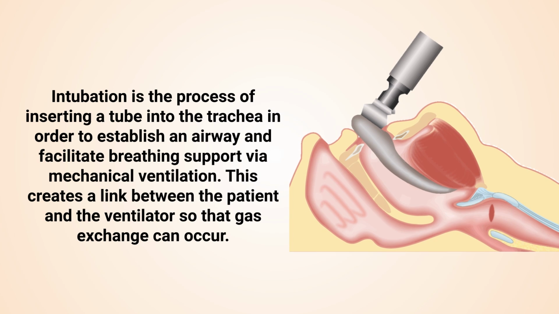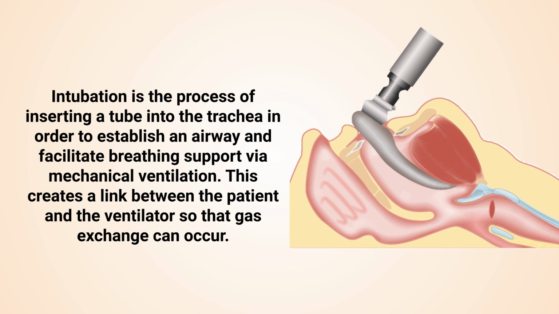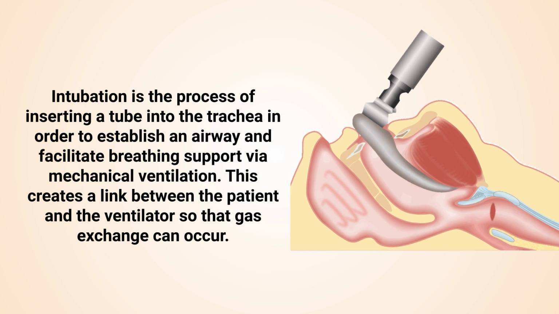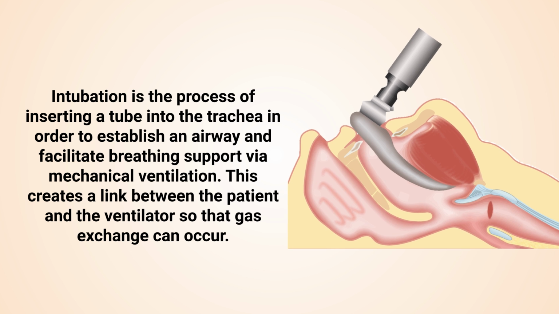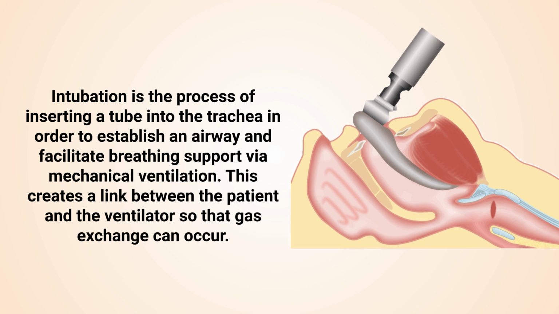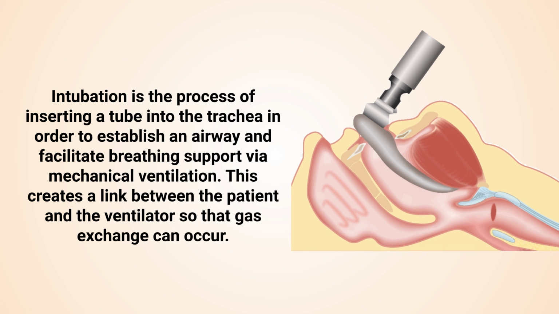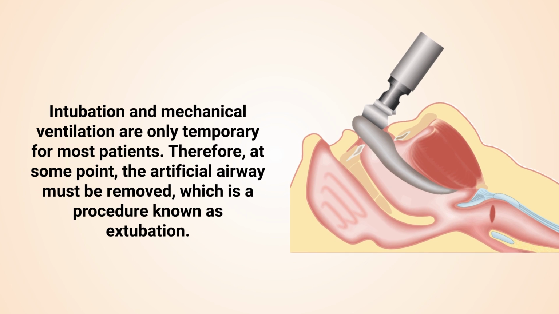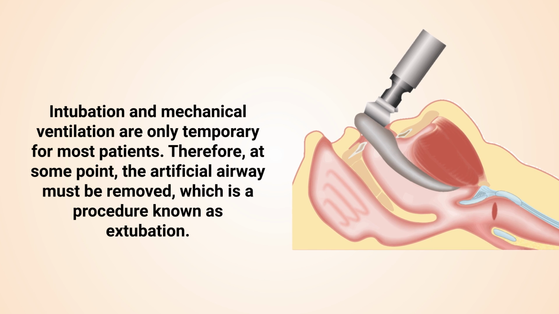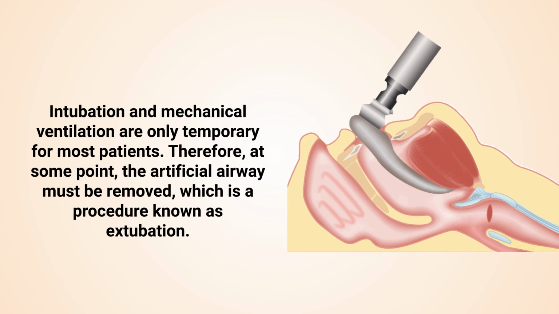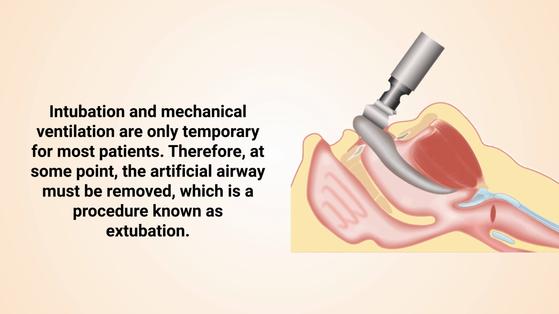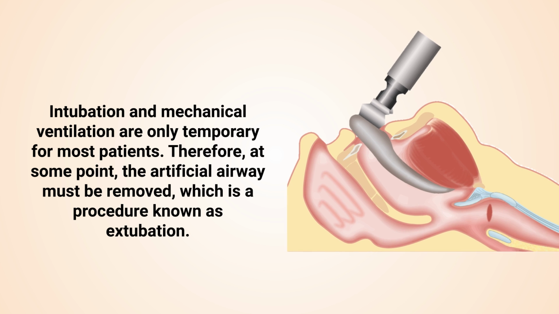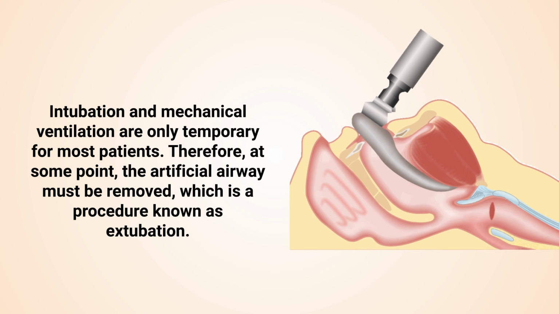Intubation is the process of inserting a tube into the trachea in order to establish an airway and facilitate breathing support via mechanical ventilation. This creates a link between the patient and the ventilator so that gas exchange can occur. With that said, intubation and mechanical ventilation are only temporary for most patients. Therefore, at some point, the artificial airway must be removed, which is a procedure known as extubation.